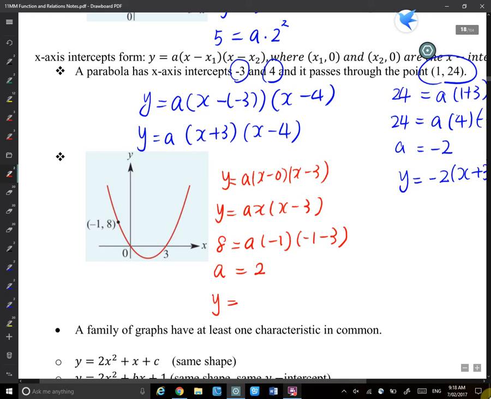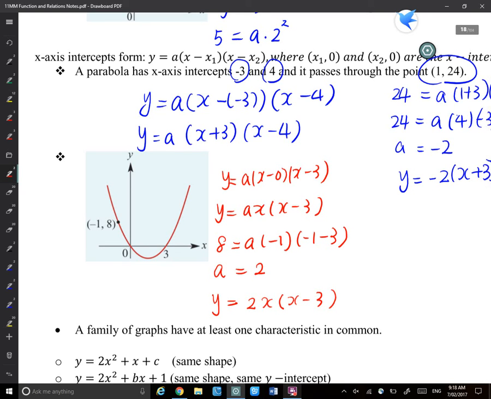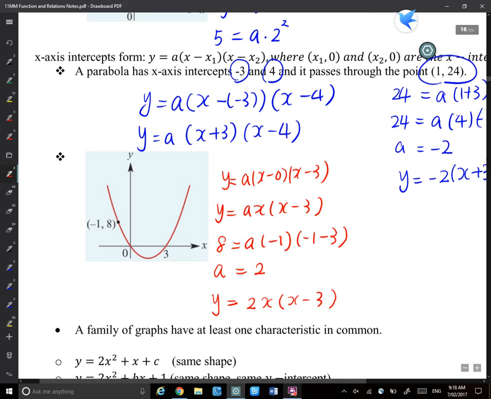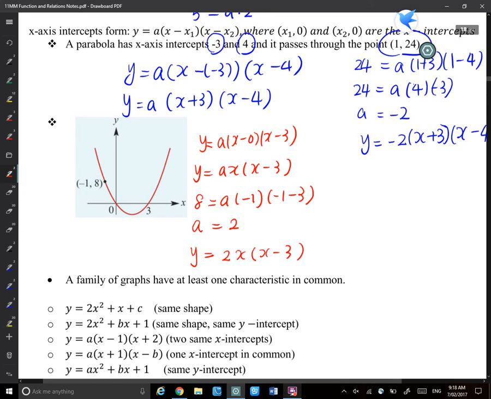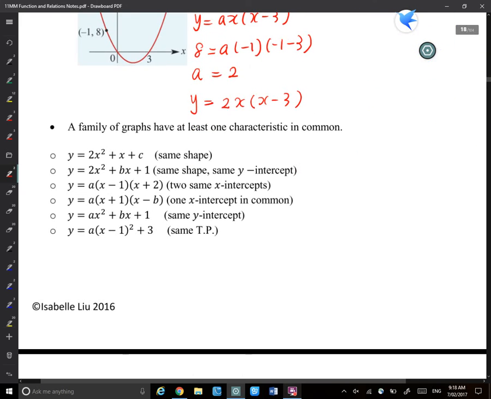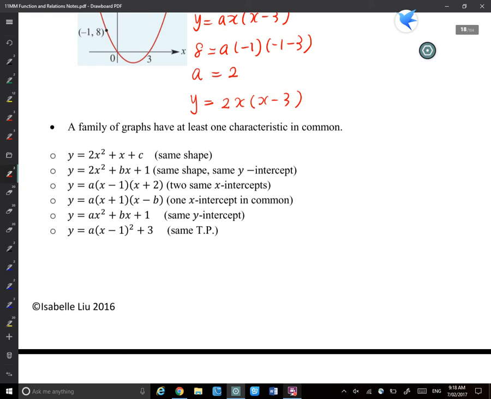So y equals 2x times (x minus 3). And substitute negative 1 in: negative 1 times 2 is negative 2, negative 2 times negative 4 is 8. Okay, so check the values. I have explained these things at the beginning: they will have the same shape, they will have 2 x-intercepts, they will have 1 x-intercept in common, they will have the same y-intercept, they have the same turning point. That's all the things I have explained. I just gave you a formula to talk about that.